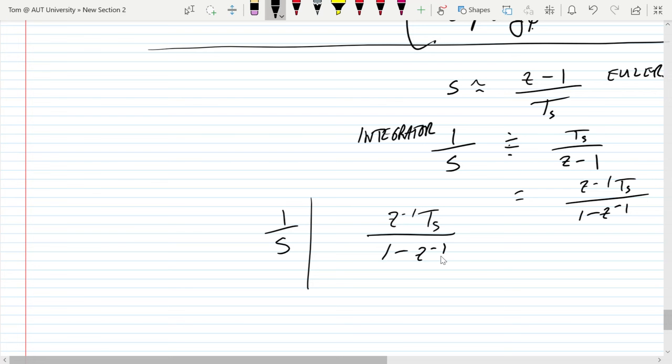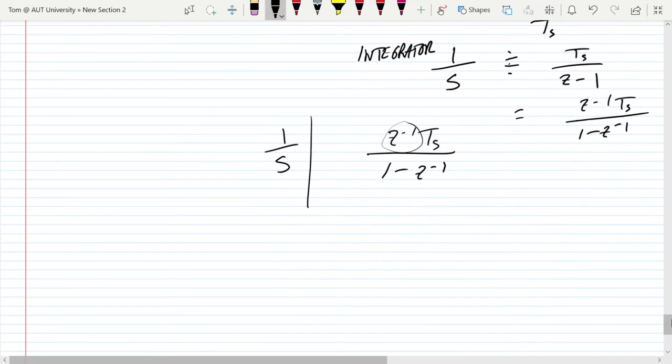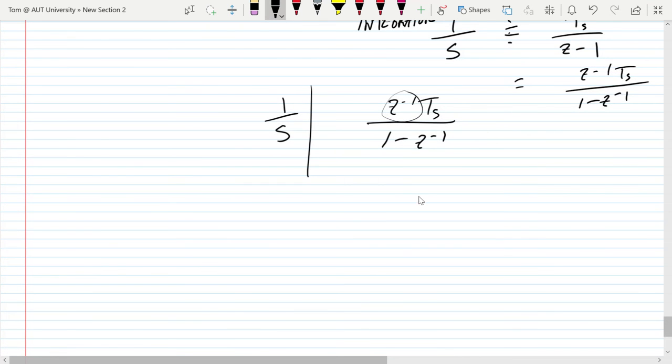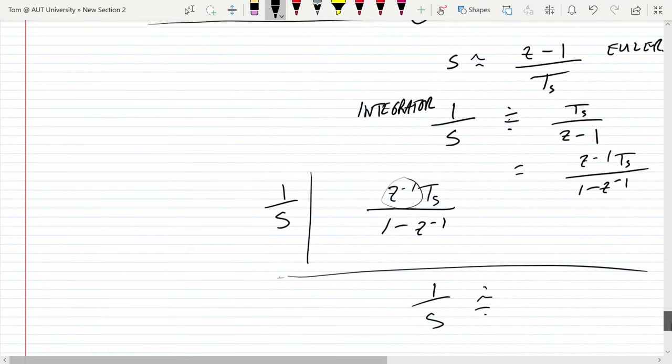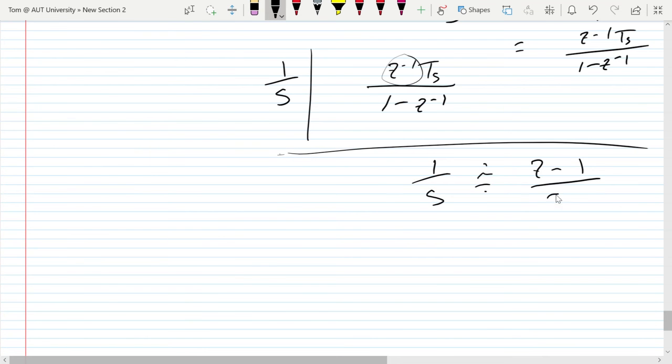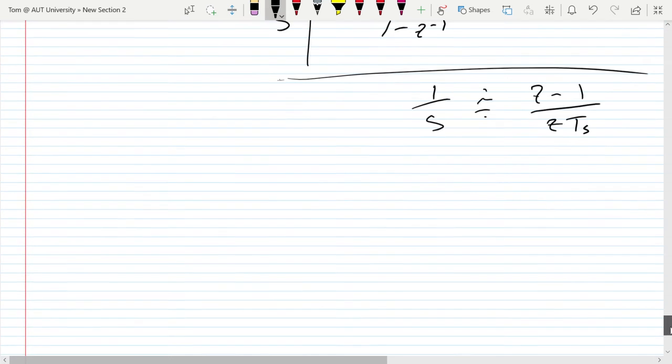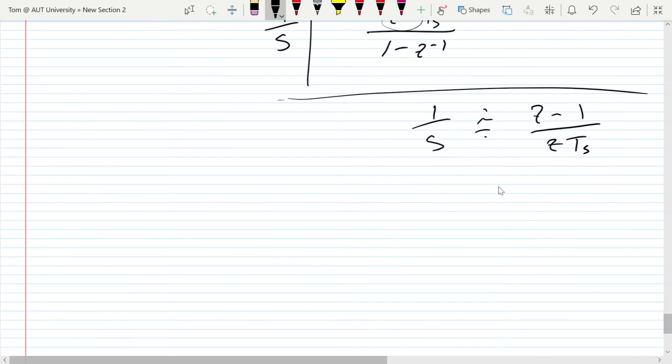And then the other form, the second Euler one, doesn't have the Z to the minus 1 in there. That's a delay. And actually that's I think the one that we're going to use, not this one. So we're going to use the one with the Z on the denominator. So for a simple integrator, let's use the other form first of all. 1 upon S is approximately equal to, then the other integrator form was Z minus 1 over ZTS. That's the second Euler form. And sorry, that's S is equal to that.